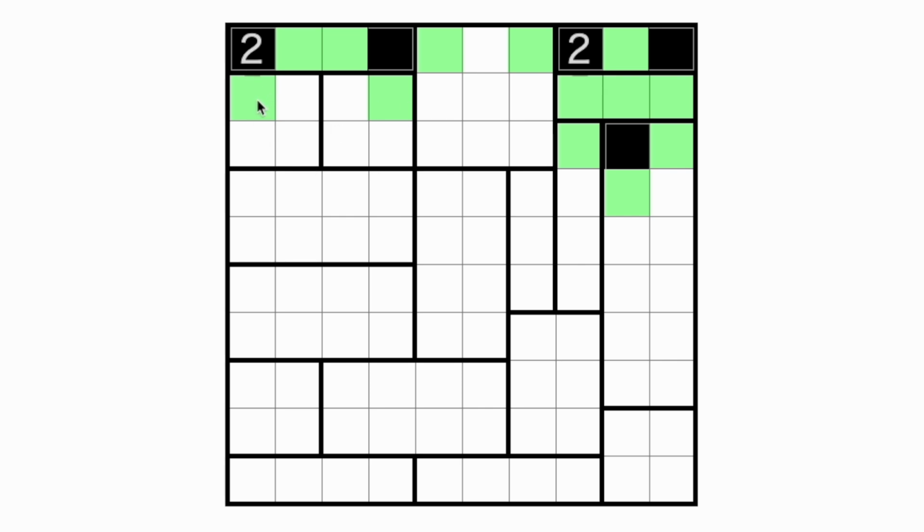So since this cell is unshaded, this cell must be unshaded. And the same thing is true here. Since this is unshaded, this is. And we can do the same thing with this region. We can do the same thing with this region. And we can do the same thing with this region. That puts these 3 cells like that in this corner.